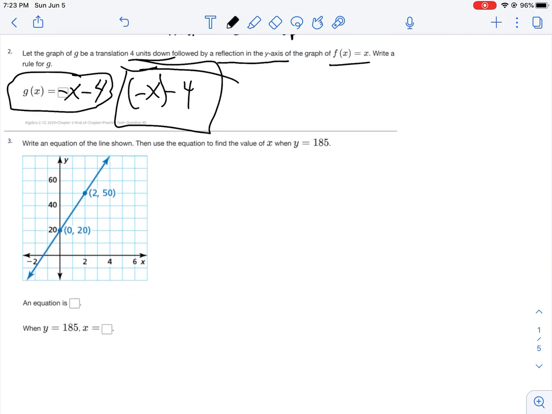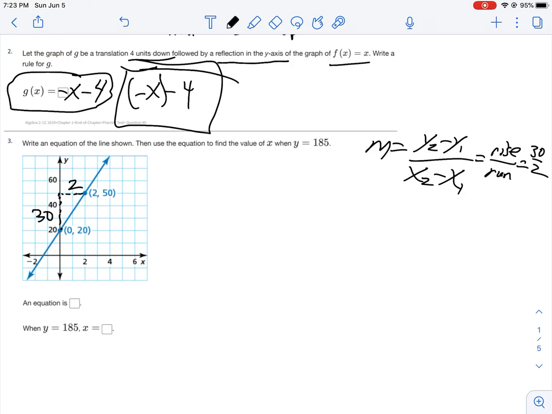Question 3, write an equation of a line shown, then use the equation to find the value of x when y equals 185. What we need to remember here is slope formula. Slope is equal to y2 minus y1 over x2 minus x1, or we just look at rise over run. We rise up 30. We run 2. This is going to give us 30 over 2. M is going to be 15.